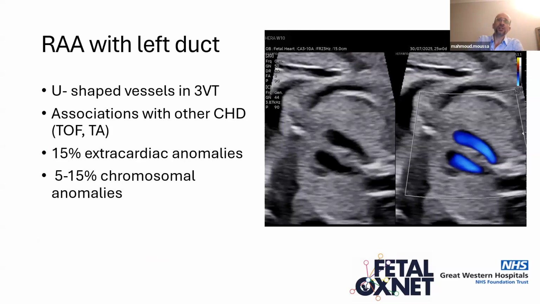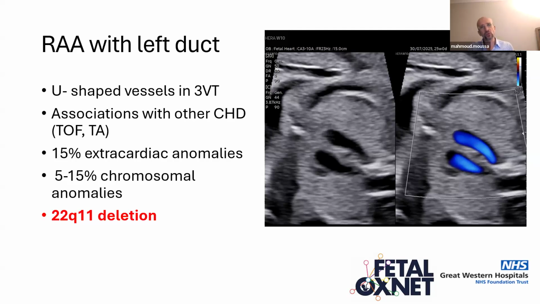This is a right aortic arch and left duct. And as you can see in this view here, that's a U shape instead of the usual V shape that we would expect. It is associated with other congenital hearts, especially things like tetralogy of Fallot or truncus. You'll get extracardiac anomalies, and that's why you really want to examine the fetus carefully, and also risk of chromosomal anomalies. And babies with right aortic arch and left duct, we typically offer them invasive testing.